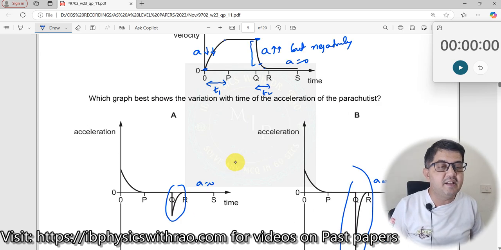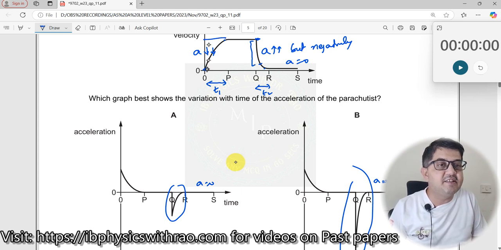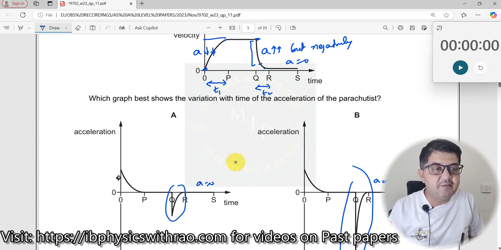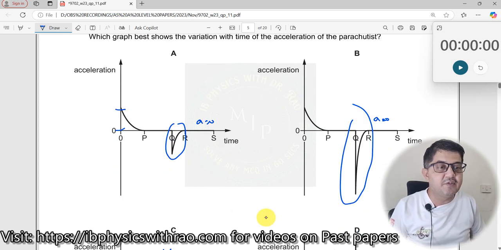Now what is this? Changes in velocity value could be reflected here. As a result, as you see here, this one will have a larger length as compared to this, and hence B is the right answer.